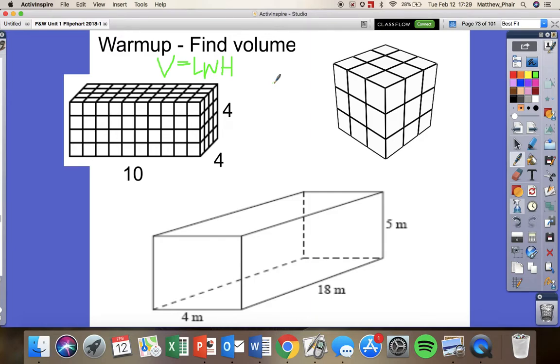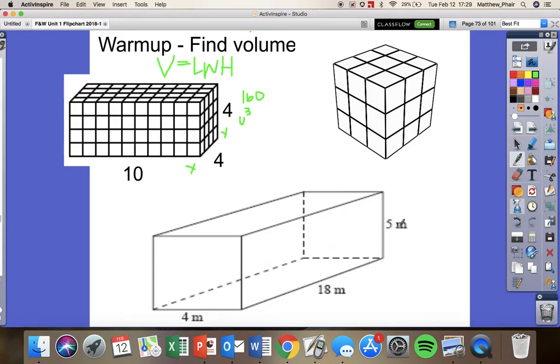All right, so for the first one, I've got a volume of 10 times 4. 10 times 4 is 40. Times 4 is 160. And let's just call these units. Remember, when you talk about volume, we are cubed. Over here, you should be able to do these all in your head.